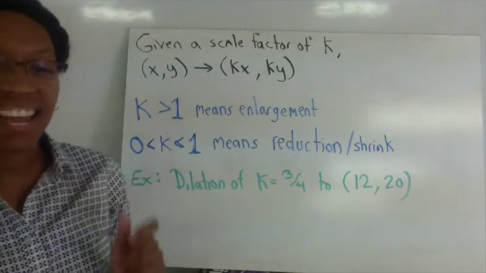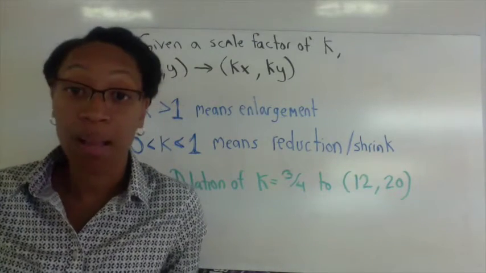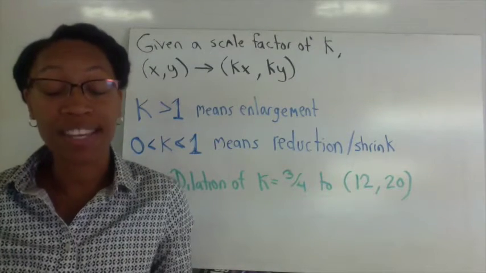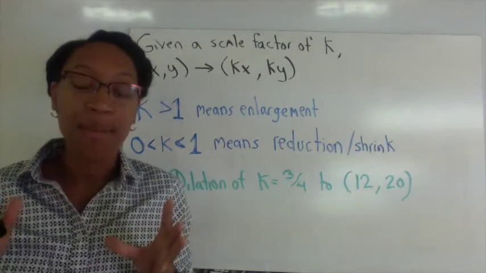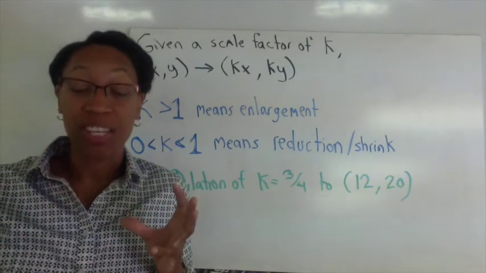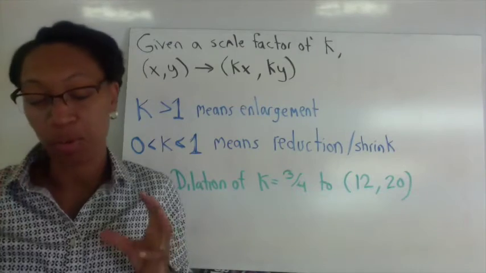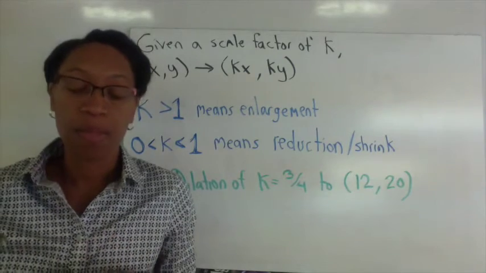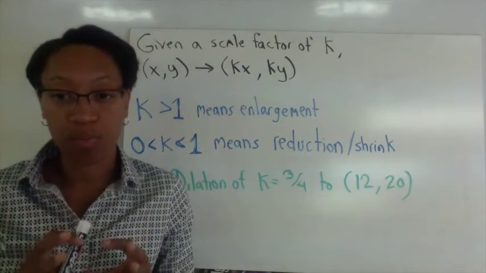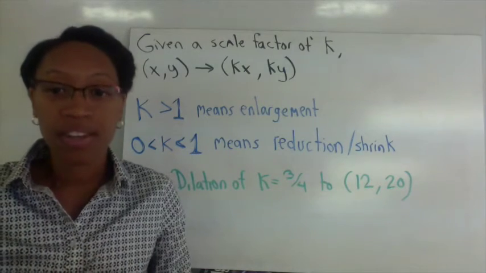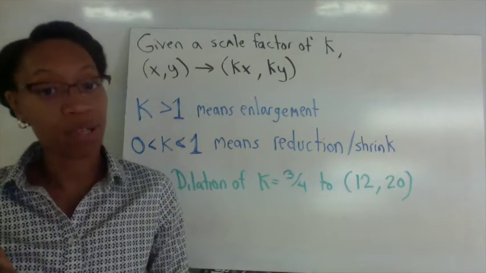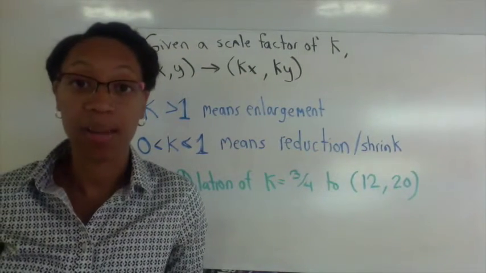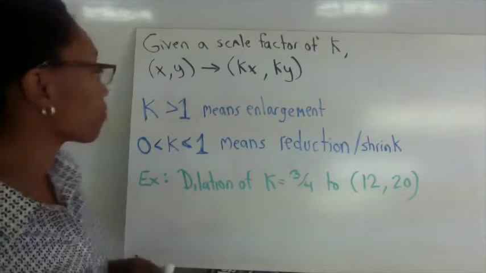Now, whatever that K value is, whatever that scale factor is that you're multiplying by, is going to tell you how the shape changes. If the scale factor is a number greater than 1, you're going to enlarge it, it's going to get bigger. If the K value is a number between 0 and 1, or between -1 and +1, if it's a fraction or a decimal, then it's going to be reduced. It's going to shrink if it's less than 1. Now if it was equal to 1, what would happen? Well, multiplying by 1 just gives you the same number, right? So it would be the exact same size.